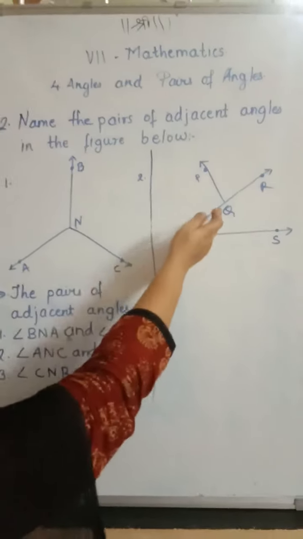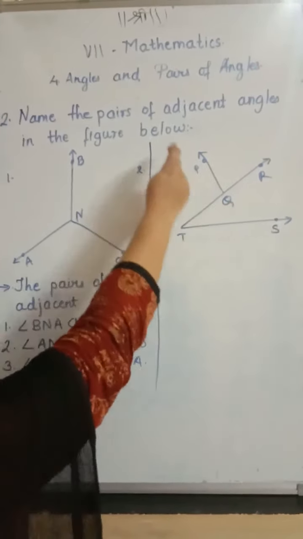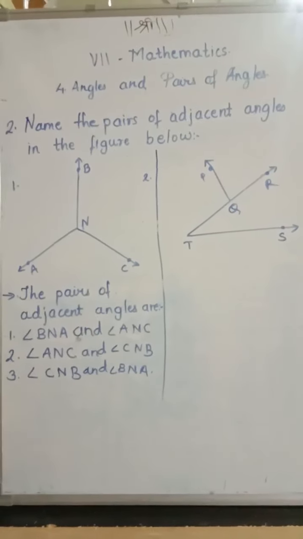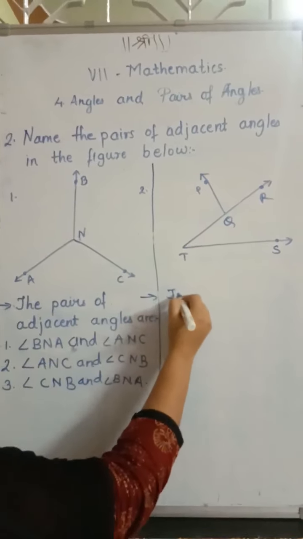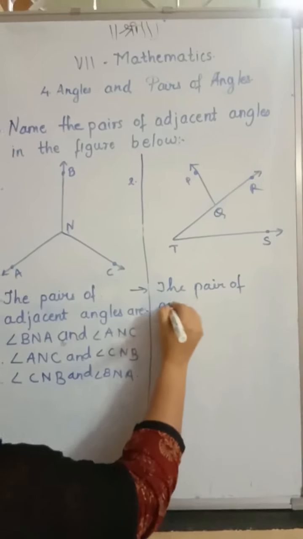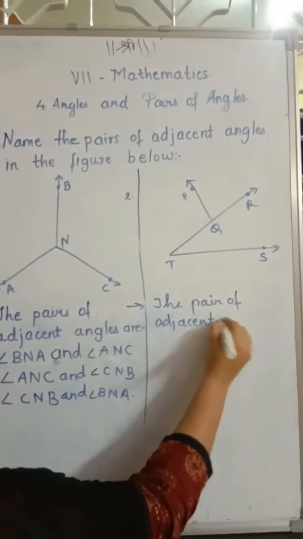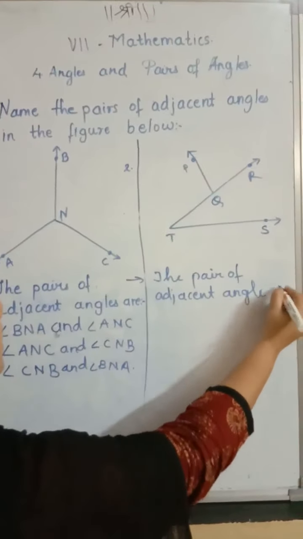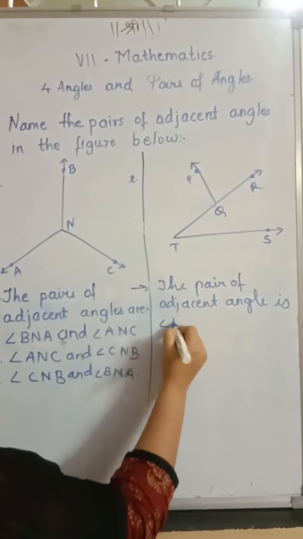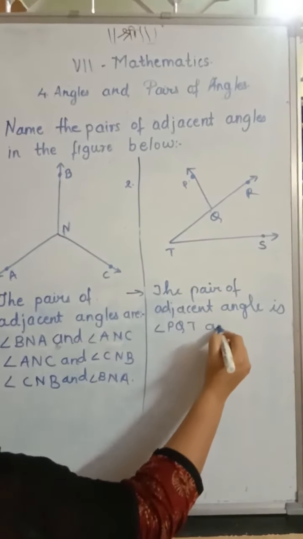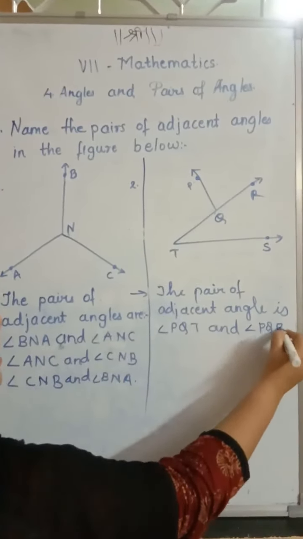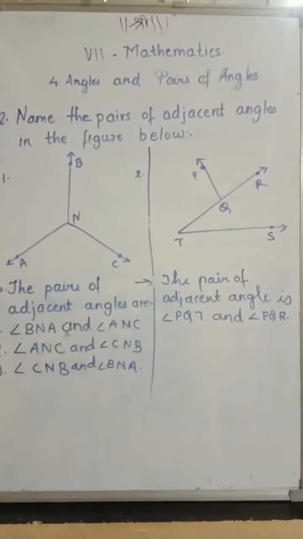But above this, can you see one line, arm or ray? Yes. So are these two adjacent angles? Yes. So the pair of adjacent angles is angle PQT and angle PQR. Did you understand the adjacent pair in this sum?